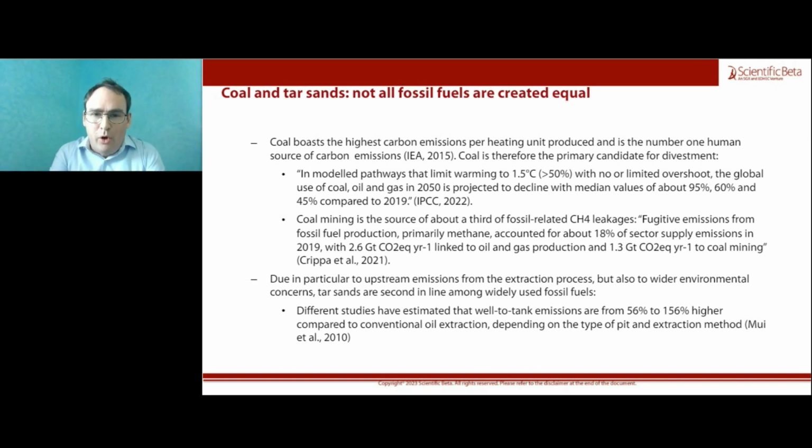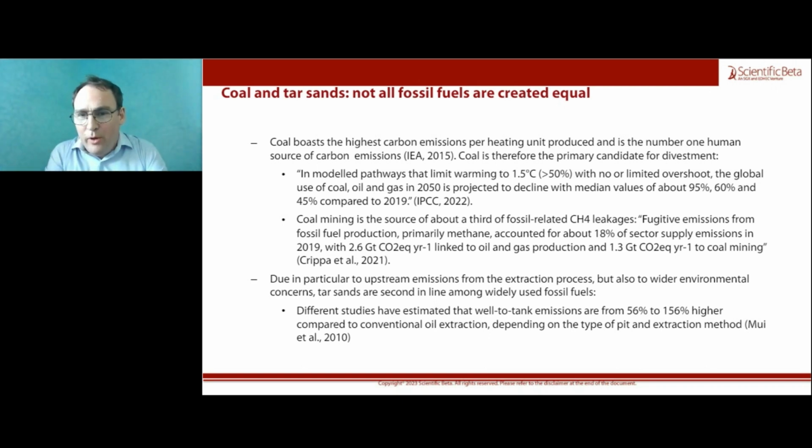When it comes to oil sands, or tar sands as they are also often called, the main problem is the high level of energy that is required to produce and refine them. The estimates vary a bit between the different technologies and the different pits, but the range is from 56 to 156% higher greenhouse gas emissions in production and refining than conventional sources of oil. So on average, about twice the level of emissions linked to production and refining compared to conventional oil. And that is also why tar sands are often included in divestment policies.